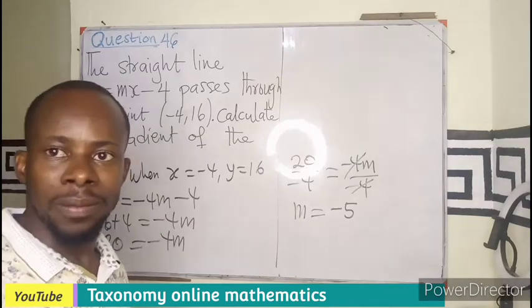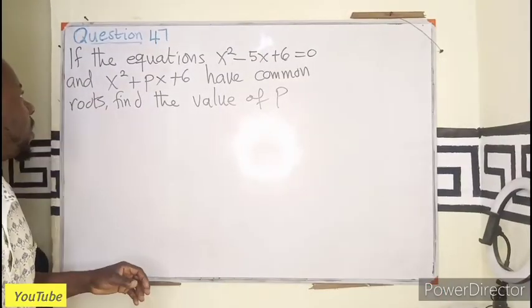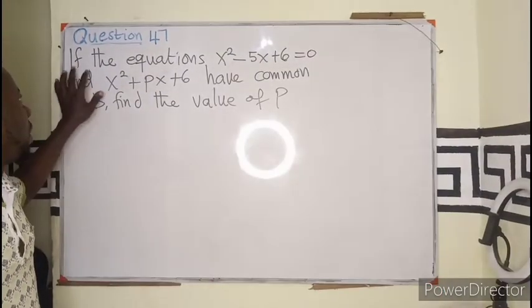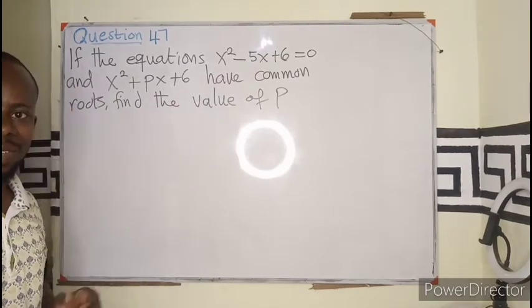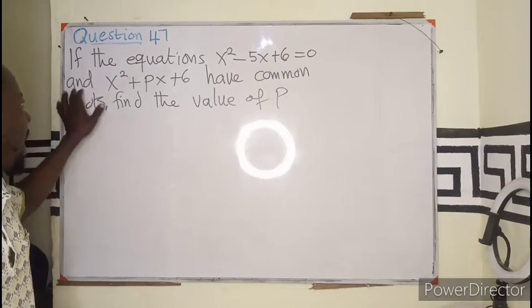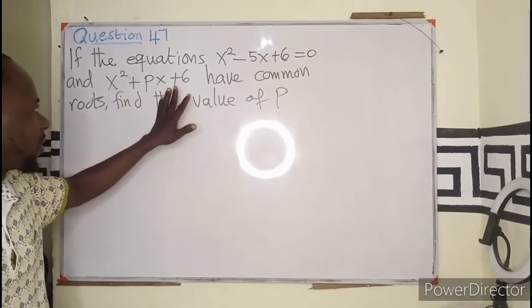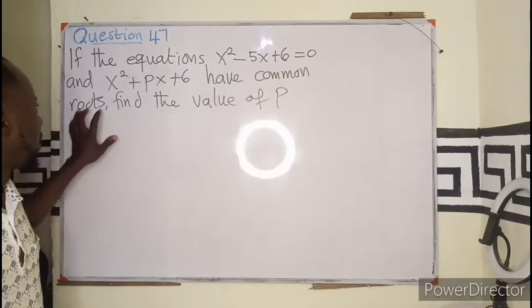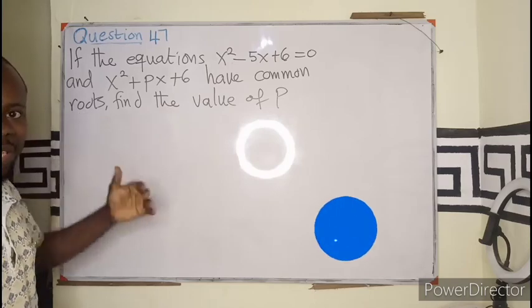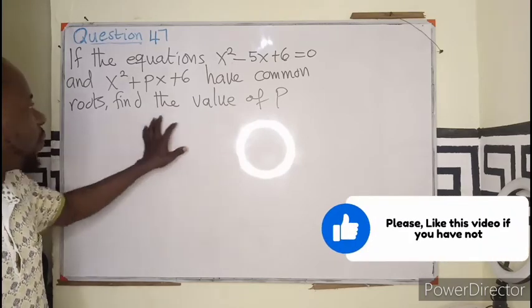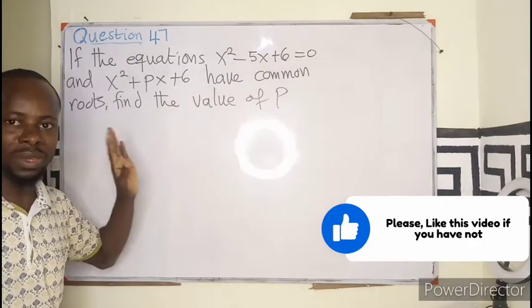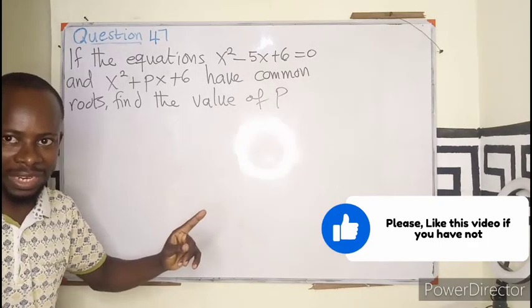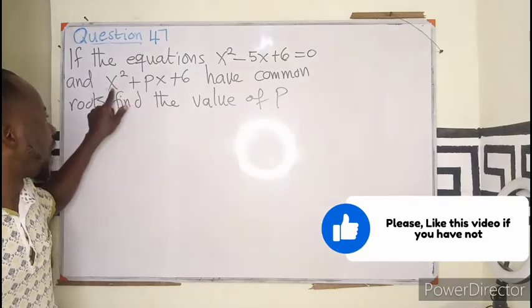Let's take question 47. If the equation x squared minus 5x plus 6 equals 0, and that of x squared plus px plus 6 have the same root, that is a common root, we have to find the value of p. So with this question, we can get the answer in a split second, because we're going to compare.